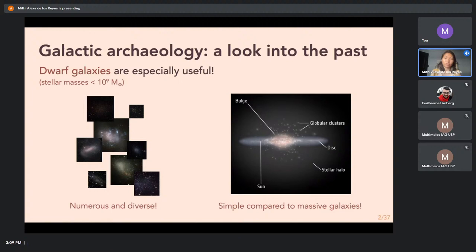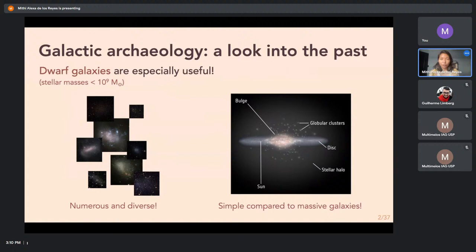Looking here at this photo collage, even visually, we can see that dwarf galaxies look all kinds of ways. There are some that are sort of spheroidal. There are more irregular looking galaxies. And they also have a wide range of physical properties. If we look at, for example, stellar mass or star formation rate, dwarf galaxies will span the whole range of parameter space. And that makes them really useful as sort of laboratories for testing hypotheses.